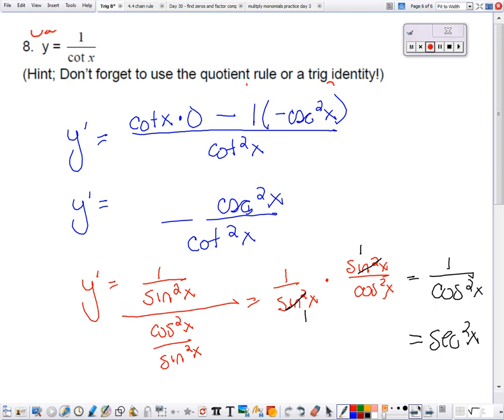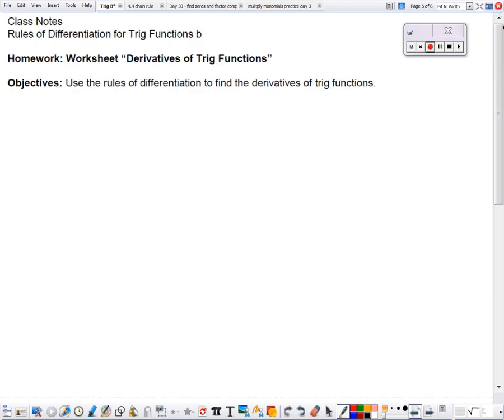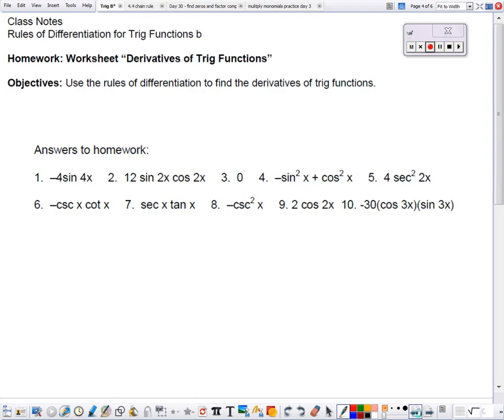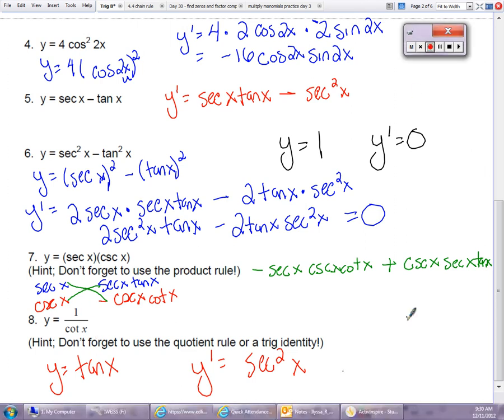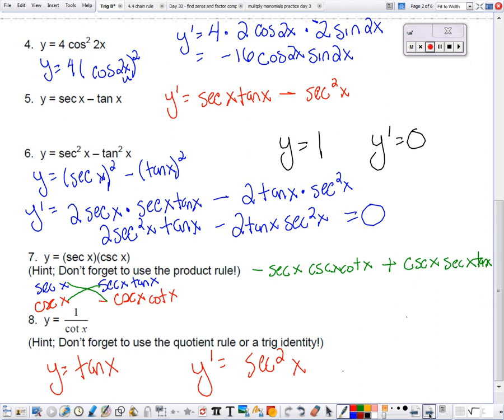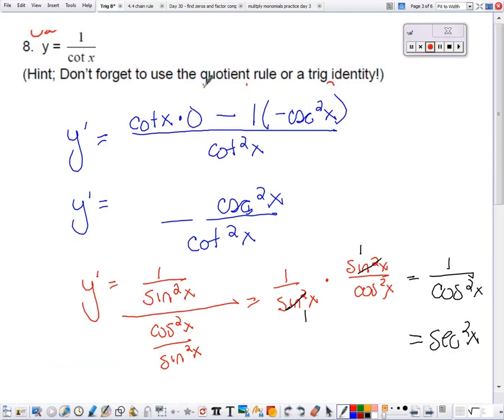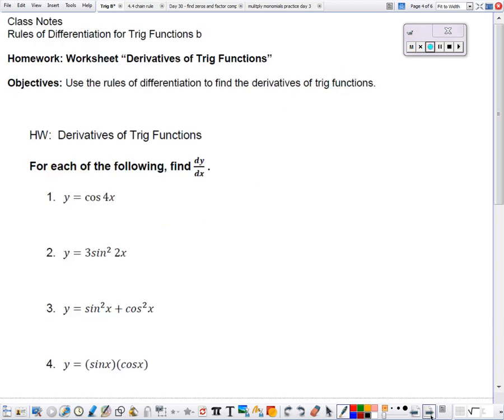And that's exactly what we got back on the first problem, but much faster because we used the identity right away. But if we didn't remember that identity and we wanted to use the quotient rule, we would still get to the same answer. So now your job for the remainder of class is to do the 10 problems on the next page. Make sure your answers match the answers at the bottom.